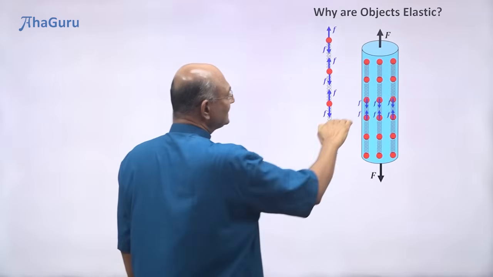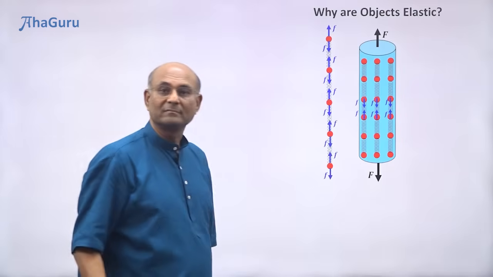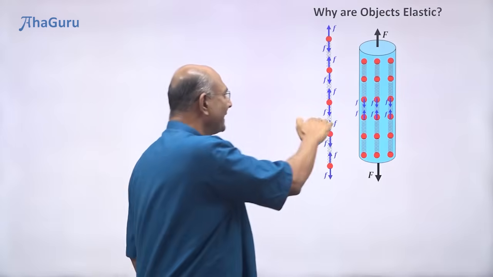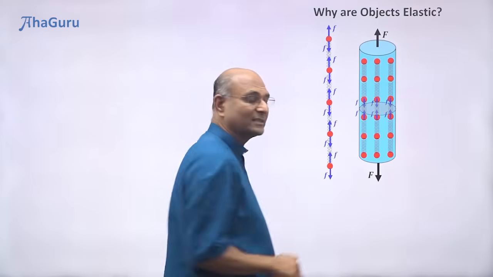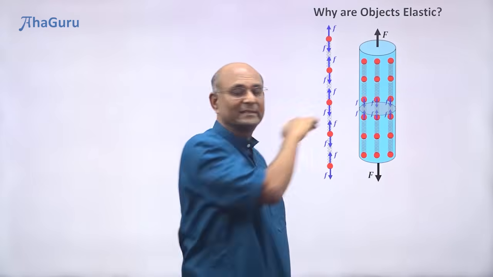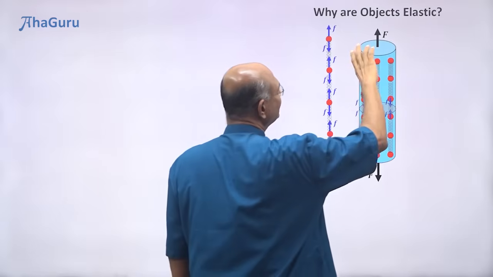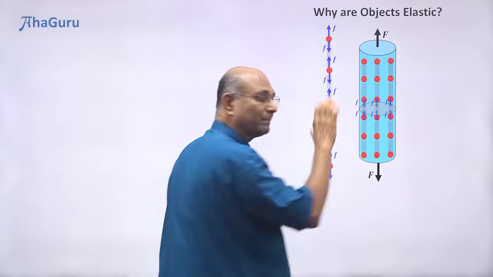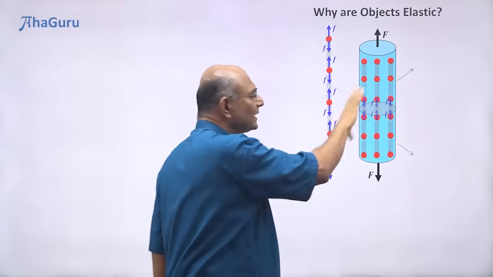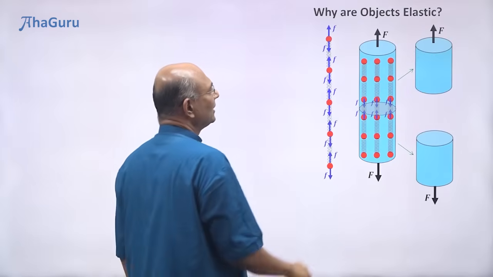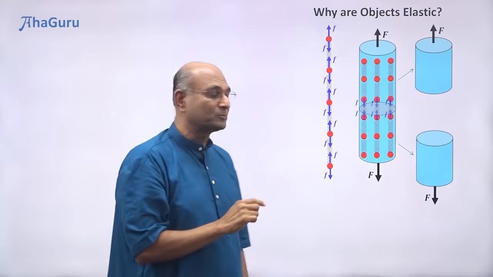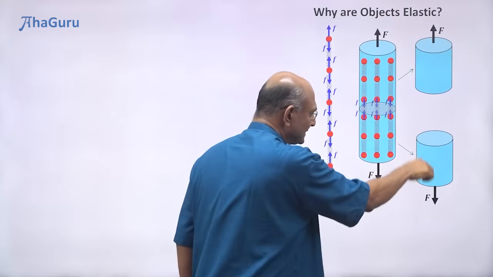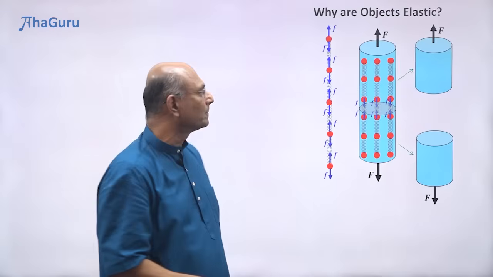Now, let us say I make a cut here. Well, not an actual cut. I'm just imagining a cut like this. Okay, this is called a cross section. So if I make a cut like this, you can imagine that this is one part of the cylinder, this is another part of the cylinder. Let us take these two cylinders and separate them out. Now, this part of the cylinder, there is this external deforming force pulling it up. This part of the cylinder, there is this external deforming force pulling it down.